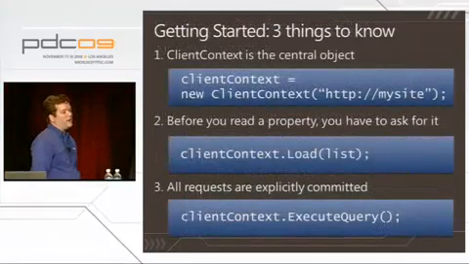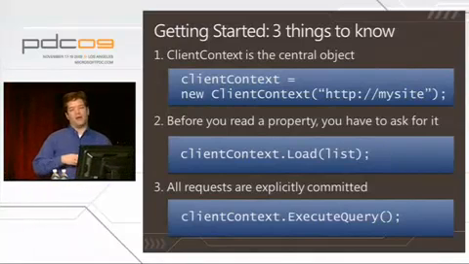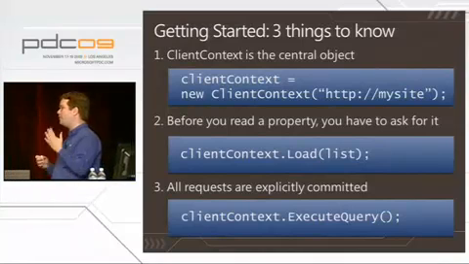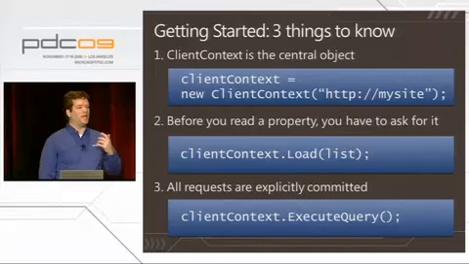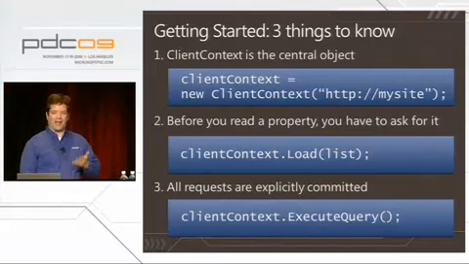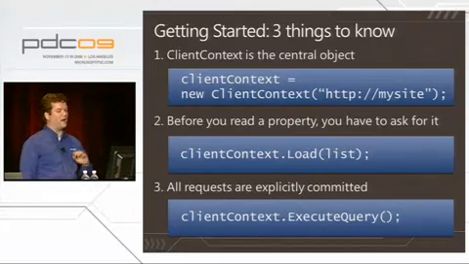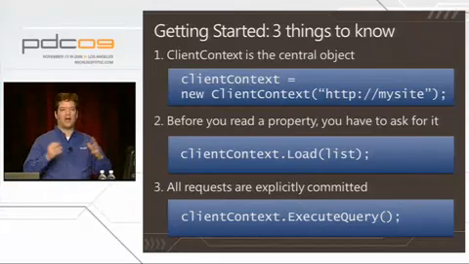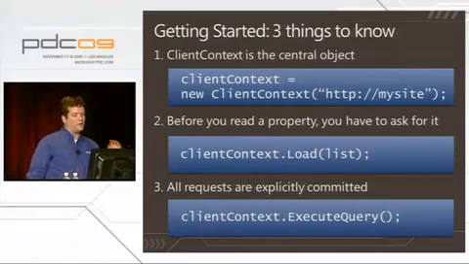So when you work with the client object model, it's going to be a little bit different from some object models you might be familiar with. First and foremost, you can't just start instantiating objects and retrieving properties from them. If you want to get the title of a site, you can't just call web.title. You have to ask for it first. And so the way to ask for it is through a method on this client context object, which is the main object for working with the client object model, client context.load.